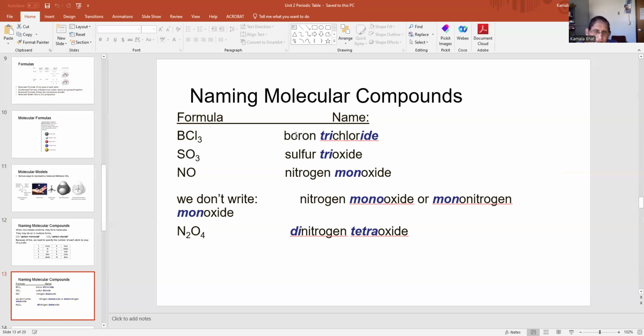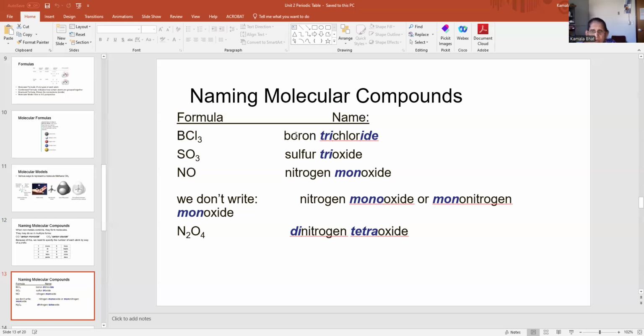The element that is placed to the right drops a few letters at the end of its name, and we change it to IDE, so that chlorine, INE, is dropped and replaced by IDE, and you get boron trichloride. The left element, the name is fully stated very clearly. Sulfur trioxide. In the same way, S stands for sulfur, so you get sulfur. And then tri means 3, oxide means oxygen, so 3 oxygen.